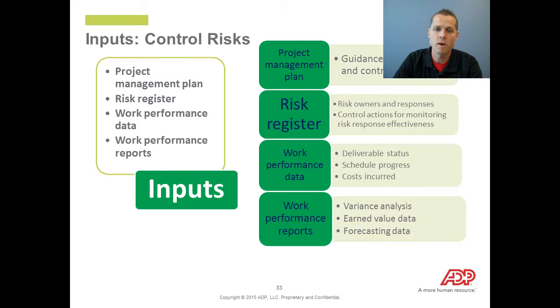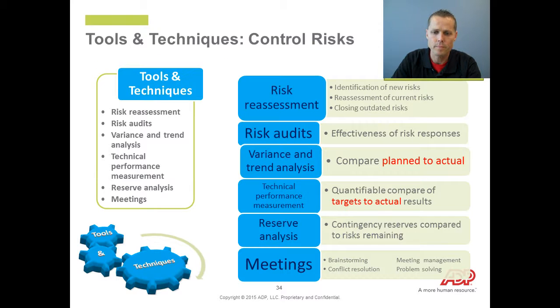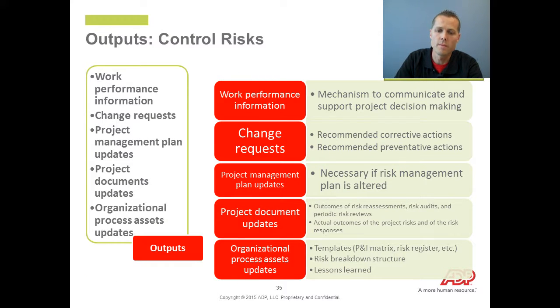The inputs to the control risks process include the project management plan, risk register, work performance data, and work performance reports. So we're looking at the reports, and that's a key thing if you're answering questions on the exam. If we're looking at reports, this has already occurred and we're measuring how effectively we've performed against the plan. The tools and techniques in control risks include risk reassessment, risk audits, variance and trend analysis, technical performance measurement, reserve analysis, and meetings. So again, comparing plan to actual and targets to actual: how well did we perform as we addressed risks? And the outputs of control risks are work performance information, change requests, project management plan updates, project document updates, and organizational process assets updates.